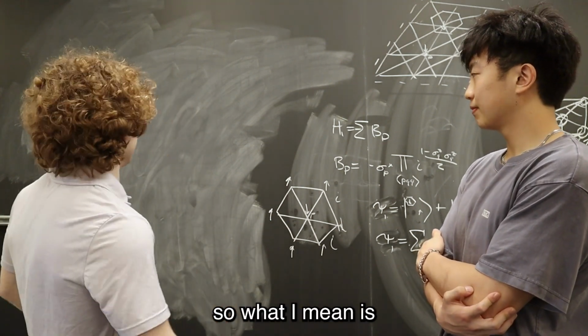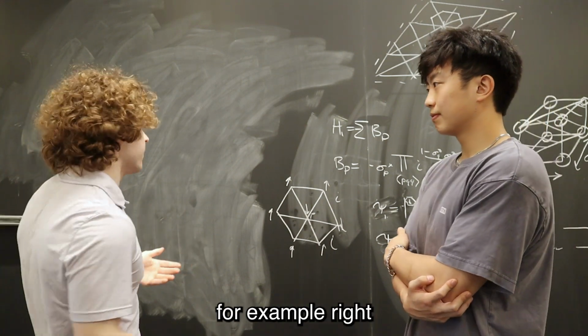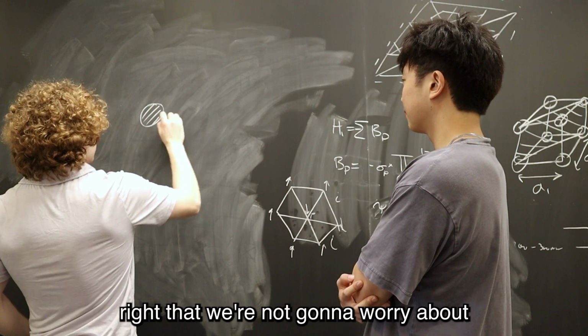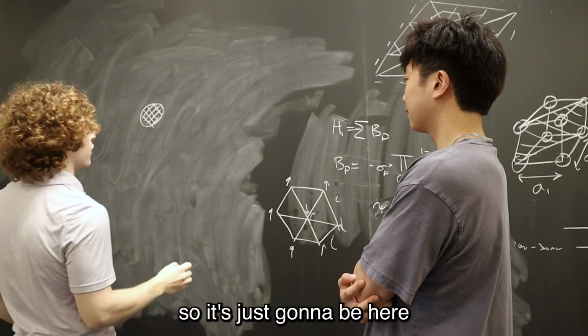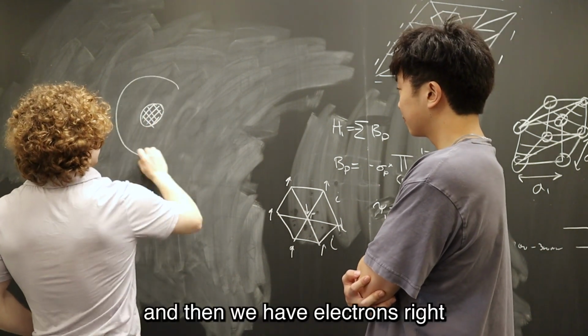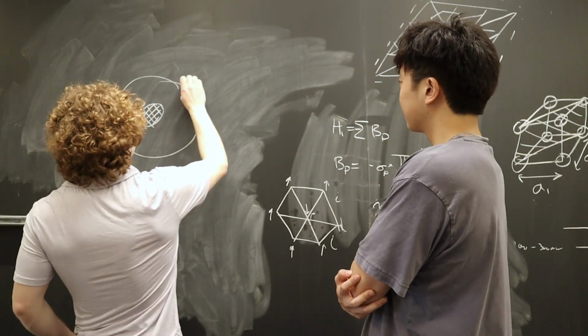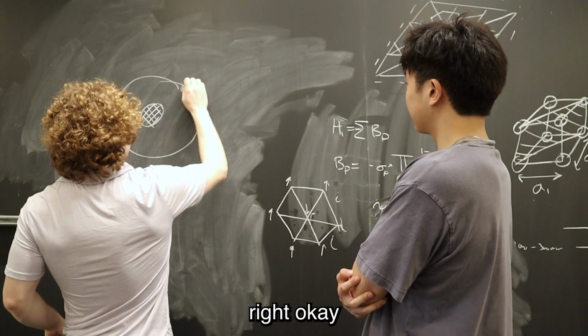So what I mean is, let's take an atom, for example, right? So an atom has a nucleus, right, that we're not going to worry about. So it's just going to be here. And then we have electrons, right? Let's take hydrogen, only got one electron, easy, right?